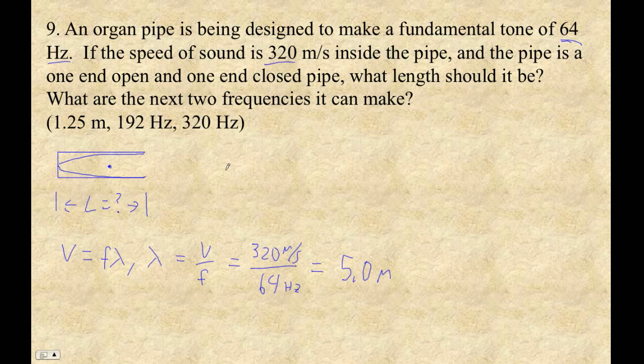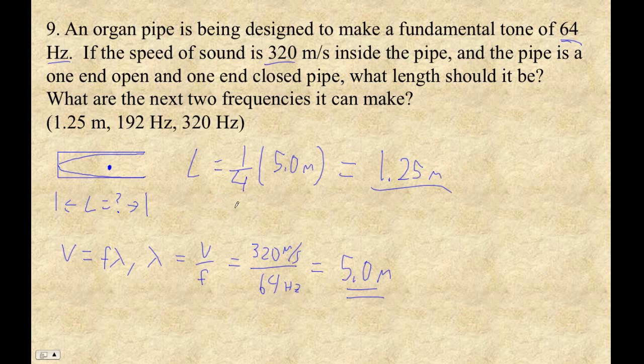So how long should the pipe be? Well, this is 1/4 of the wave, so L is 1/4 of the wavelength, and the wavelength is 5 meters. Ta-da! So L is 1/4 of 5, so 5 divided by 4, is 1.25. So 1.25 meters long.